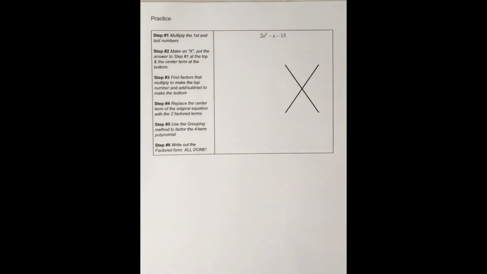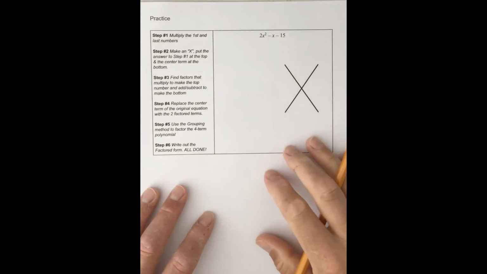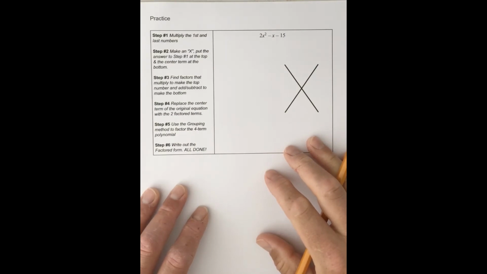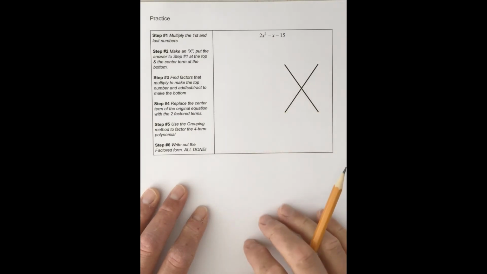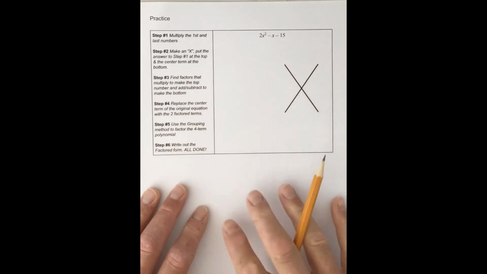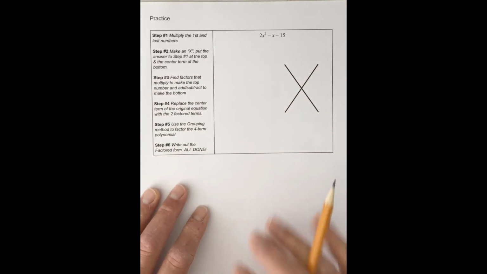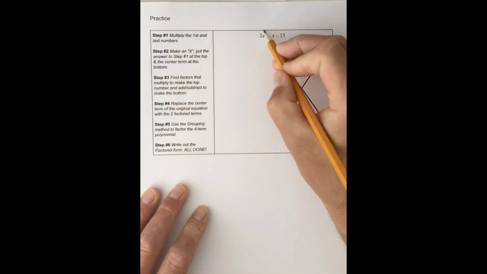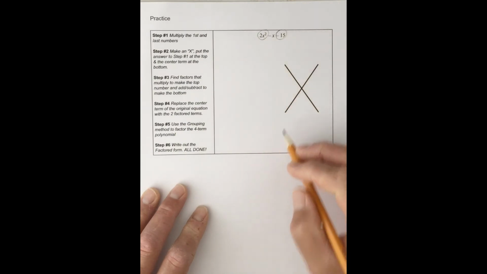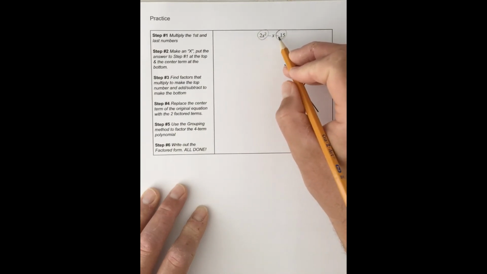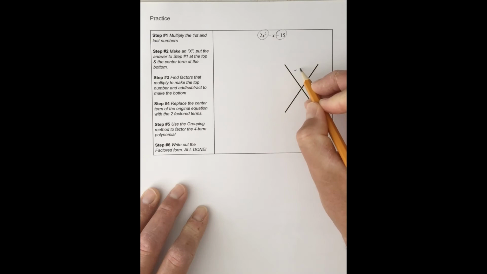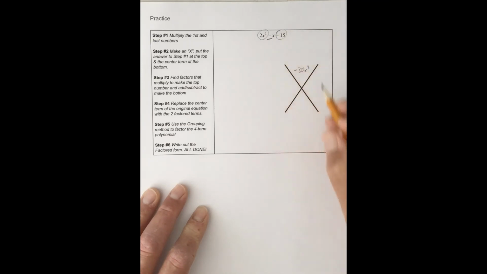Okay, so I wanted to show you one more example because this is what you will be doing on the final homework assignment for this week. And so we're just going to kind of put all those steps together, okay? So first thing I do is multiply the first and the last together. So 2x squared times negative 15 will be a negative 30x squared. And then I just drop that negative x down.